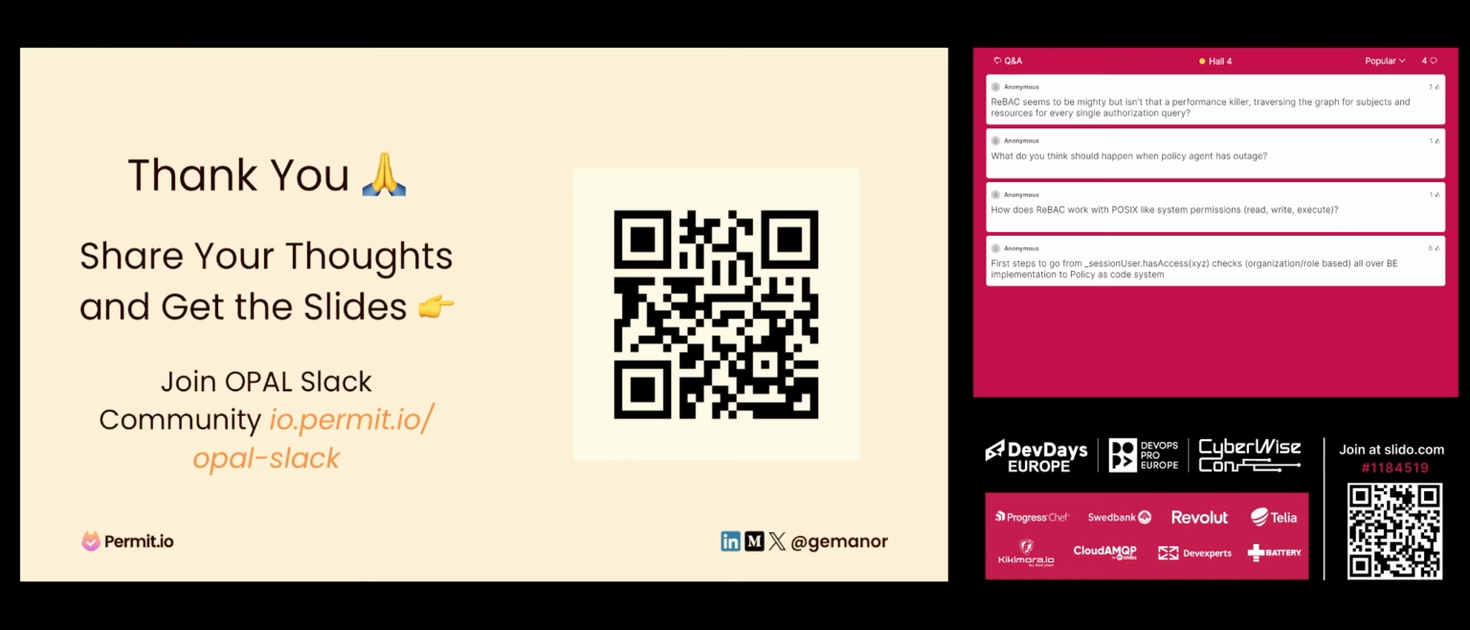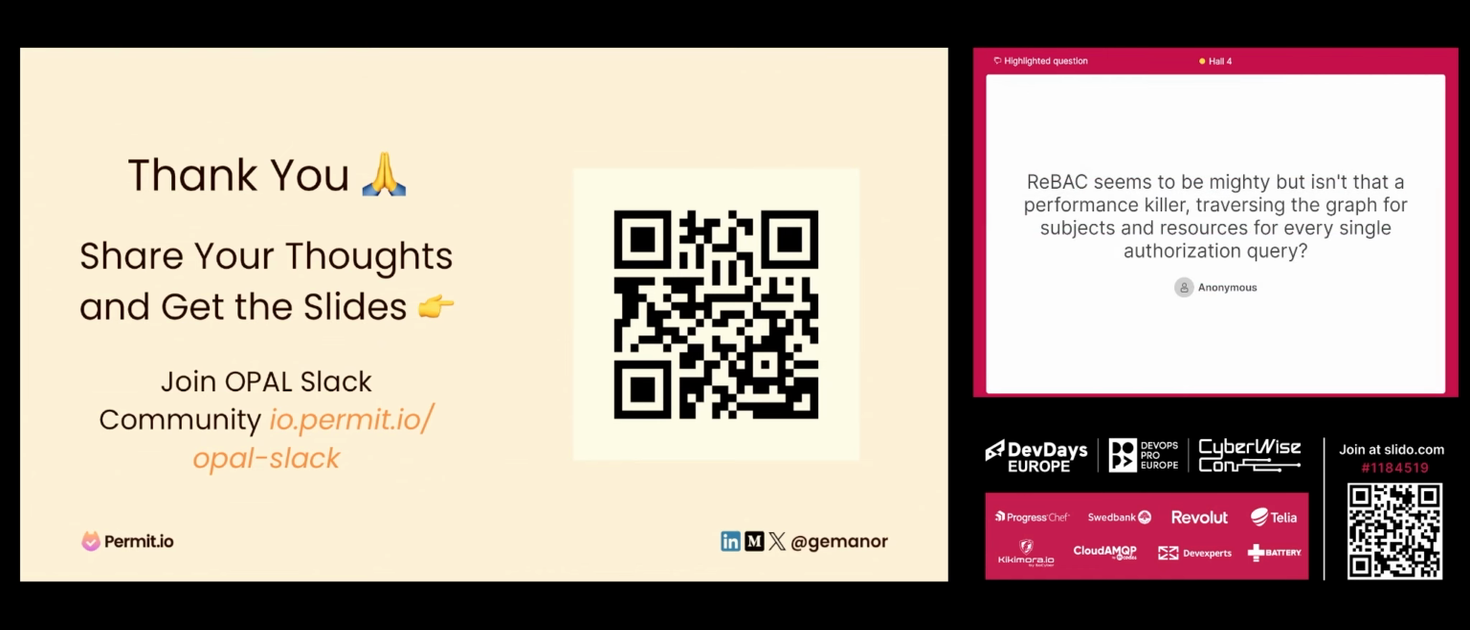Okay, and I think we might have time for this last one. ReBAC seems to be mighty, but isn't it a performance killer, having to traverse the graph for subjects and resources for every single authorization query? Yeah, that's a great question. Every time people get familiar with Zanzibar, that's the first question they ask. Google, which created the paper, luckily owns the internet, so they don't mind. They can deploy a whole graph of all their users everywhere, and it would cost them nothing. For us, if we have, for example, a multi-region application, we still need to deploy this giant graph.